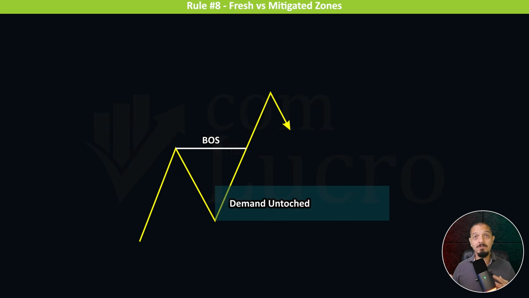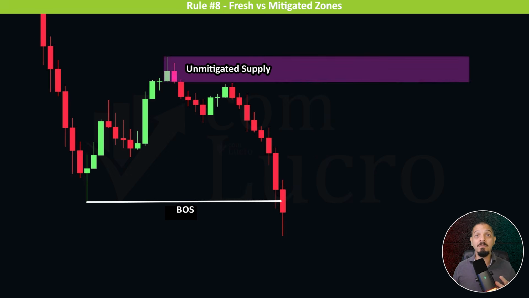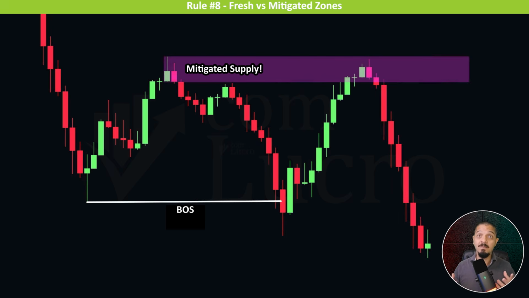Rule number 8 is fresh versus mitigated zones. Fresh zones are areas that have not been touched, which usually leads to much stronger reactions when price returns. For example, a fresh supply zone is one that has never been traded into before. When price comes back for the first time, the reaction is often sharp and aggressive.